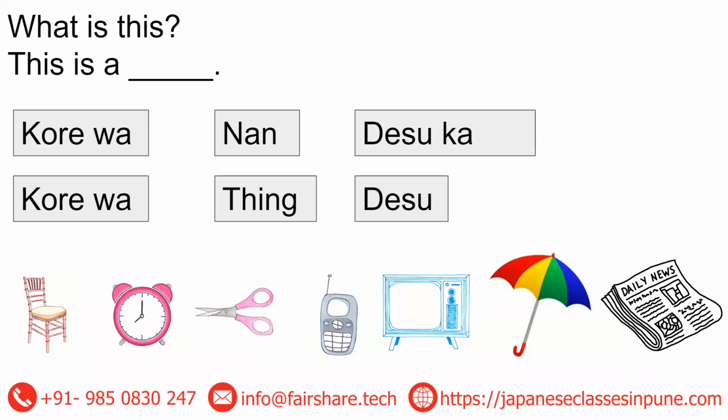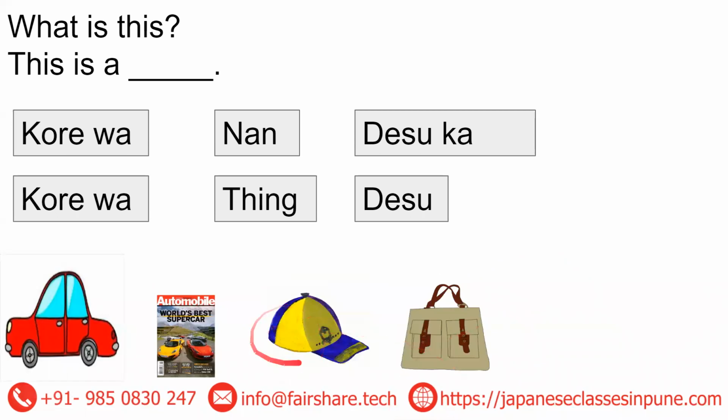Kore wa nan desu ka? Kore wa shinbun desu. Okay, kore wa shinbun desu. Or a cap. A cap is boshi. So, kore wa nan desu ka? I know, kore wa boshi desu. Okay, that means this is a cap.